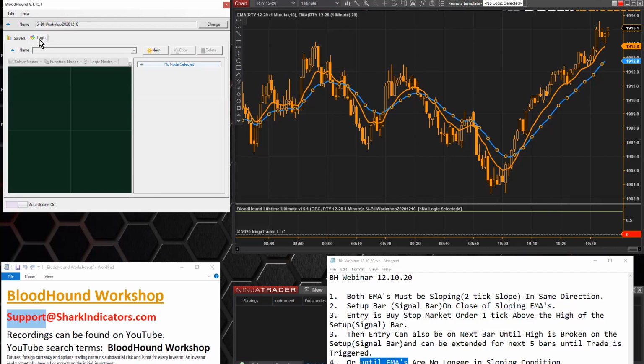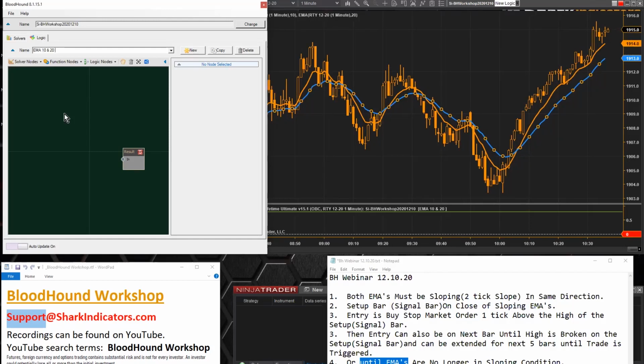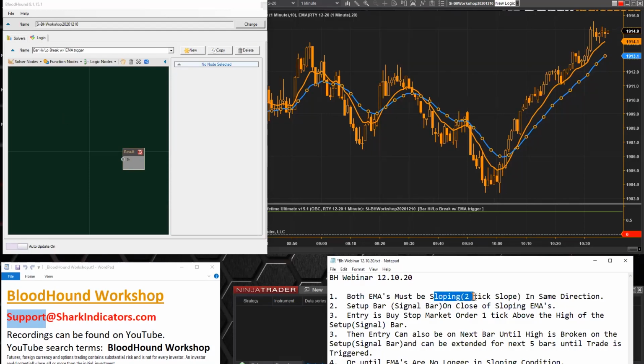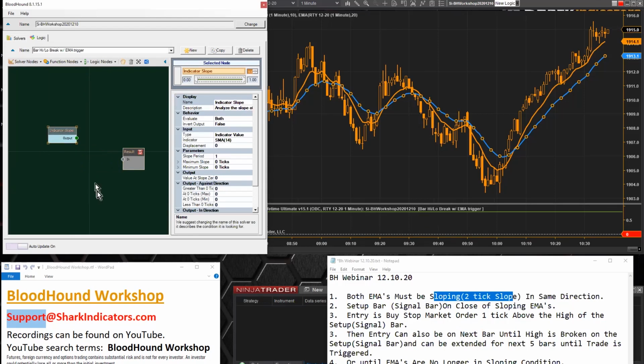Next, I'm going to click on the logic tab here and then hit the new button to create a new logic template. All right, so I'm going to give this logic template some kind of a name here. Well, first requirement here is just make sure that both of these moving averages are sloping together, and they have a 2-tick slope on them. So we're going to grab the indicator slope solver. Zoom in here a little bit. Let's connect this up.